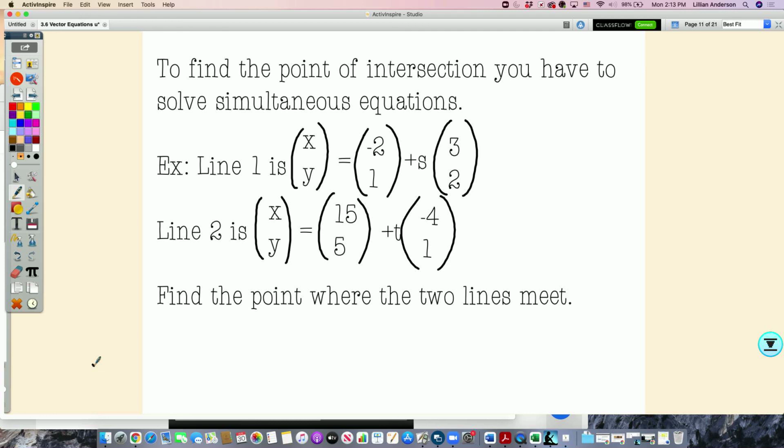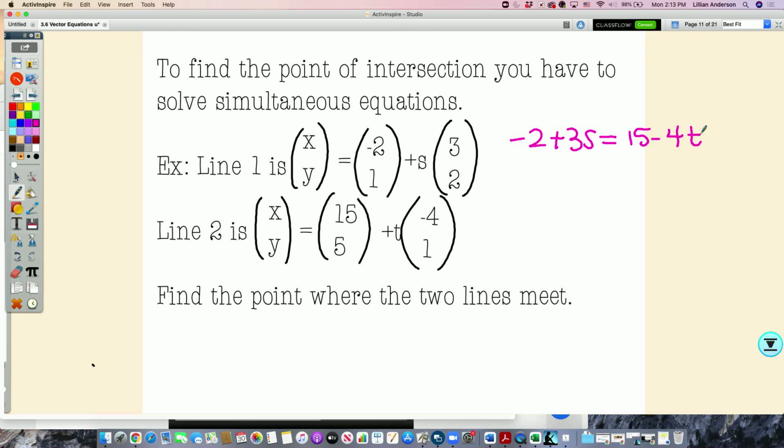What we have to do is actually set up our system, okay? Essentially what we do is we take the x components of both L1 and L2, set them equal to each other, and do the same thing for the y's. So we're going to have -2 plus 3s is equal to 15 minus 4t.